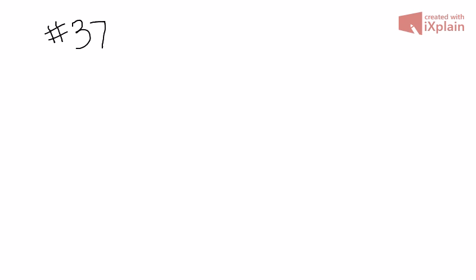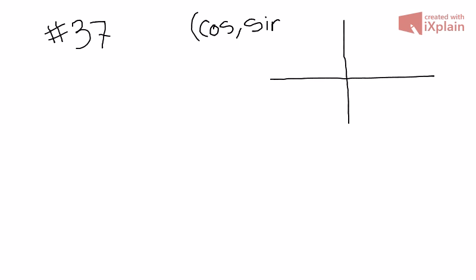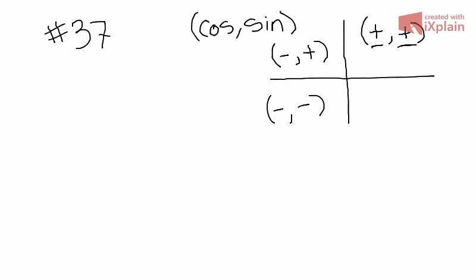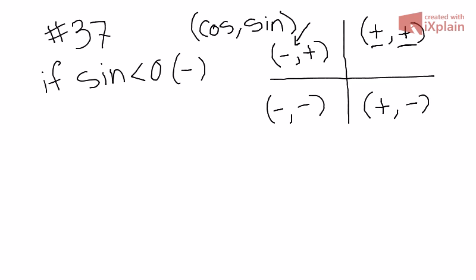All right, so moving on to number 37. For 37, they want us to find the quadrant that each theta lies in, right? Well, we know that it goes cosine, sine, and everything up in this quadrant, we have the x and y positive, right? Because everything is positive for the x values and positive for y values up in this quadrant. And then we get over here and x's turn negative, etc.